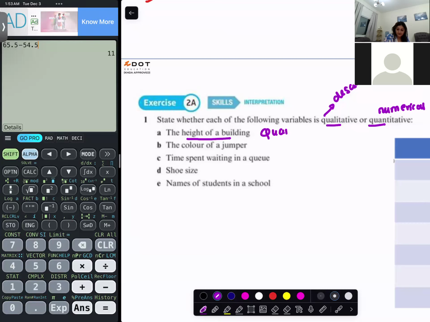Now, exercise 2A, types of data. Question number 2. State which of the following is true. Weight of apple is discrete data. An apple can take any weight between a range. So this is not discrete data. There is not a specific value. So this is not true.